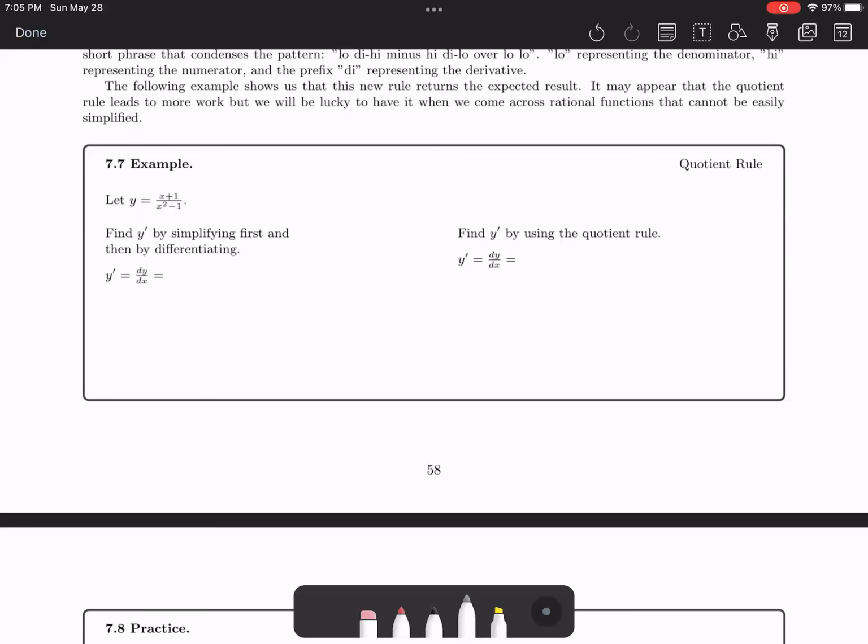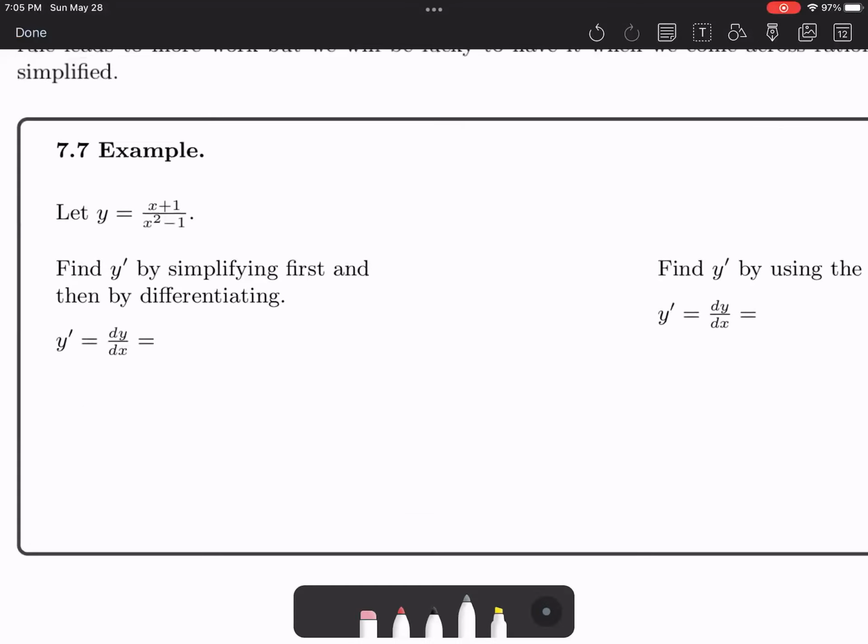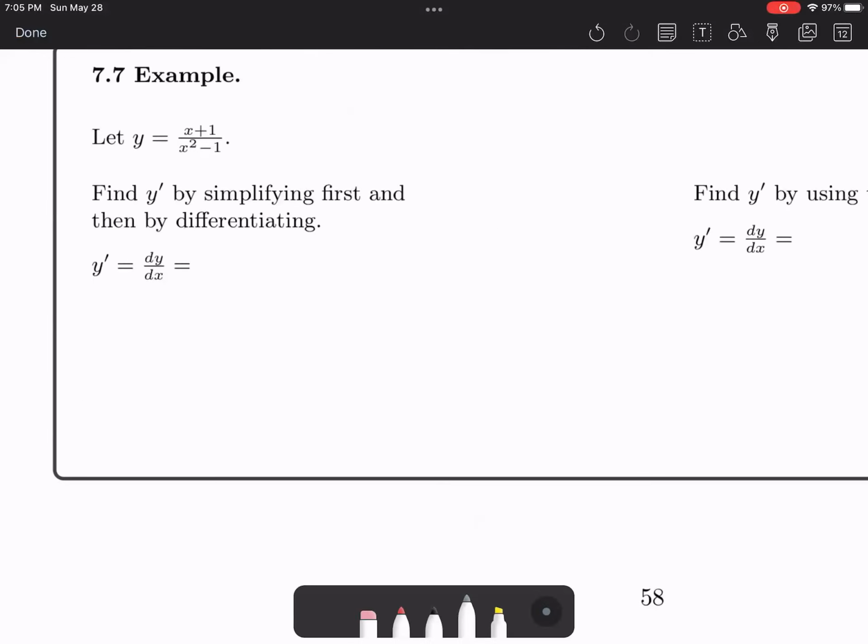As always, when we give ourselves a new rule, let's make sure that we can do the rule without it. Or rather, we can do the problem without the rule. We have a rational function here. Y is equal to x plus 1 divided by x squared minus 1. And we want to differentiate y with respect to x. That is the derivative with respect to x of x plus 1 over x squared minus 1. And the first way that we're going to solve this is simplifying first and then differentiating.